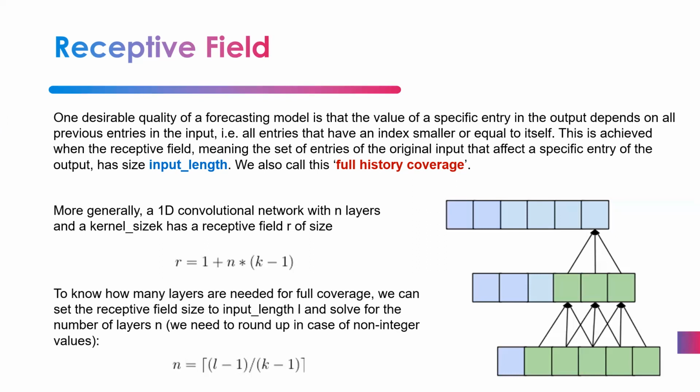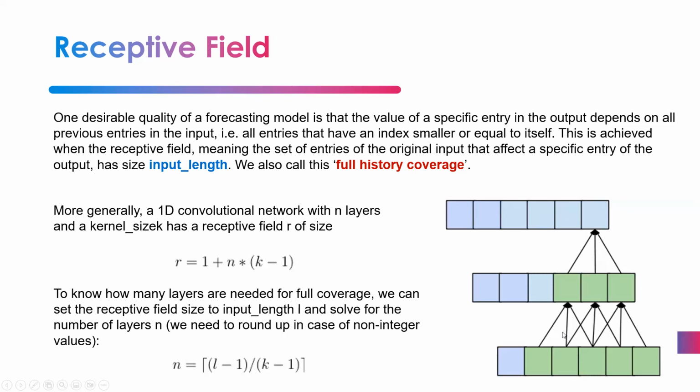How do you do that? This is usually achieved with the idea of receptive field, meaning the set of entries of the original input that affect a specific entry in the output. So in this case, you want the maximum of these, so this receptive field should have a size of the input length, and we call this the full history coverage. Let me explain. If this is an output tensor, and this is the last value in the output tensor, it's typically very desirable if you can include all the previous ones.